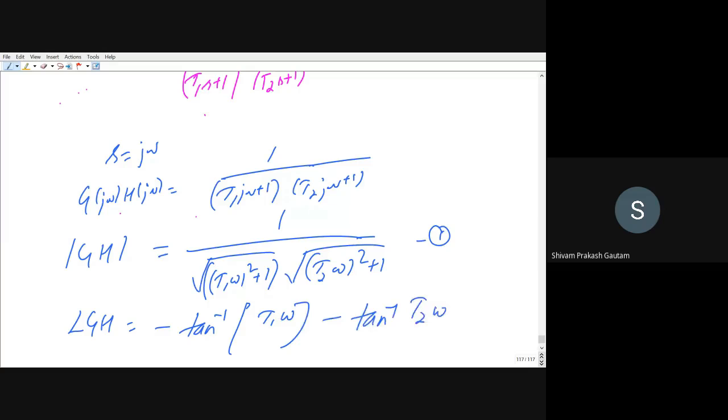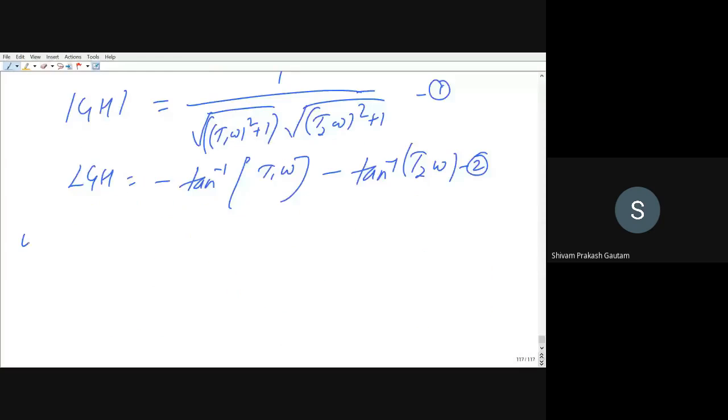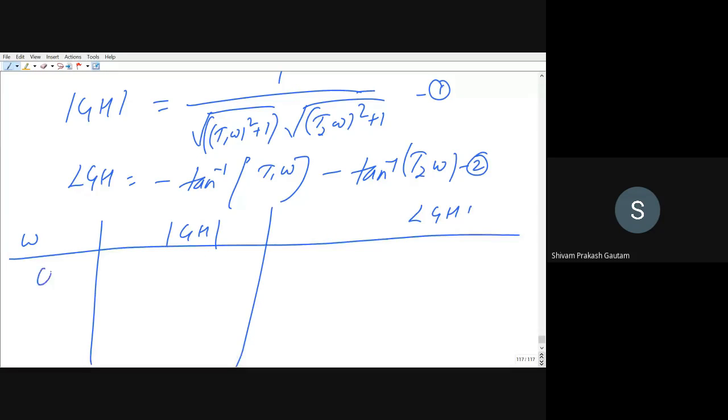Any problem till this point? We have already seen this. Okay, so now we have to make the table: omega, magnitude, and phase. You have to put the value of omega and bring it to infinite.